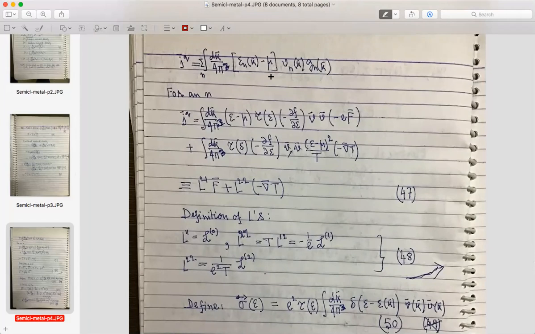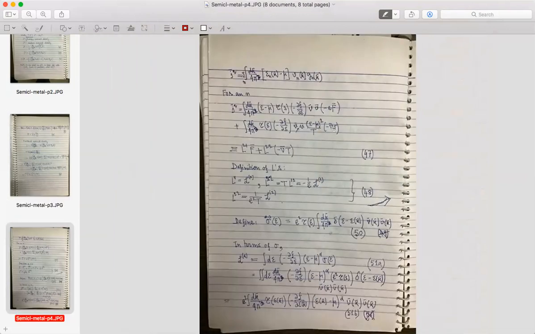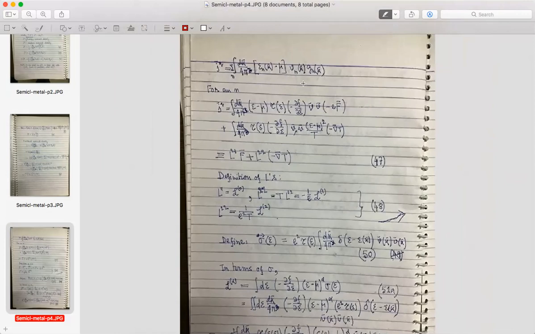Now again, in J_Q, I put in the non-equilibrium part of G, the distribution function. So when you put that in, you again get two terms. One depends on F, the other depends on grad T. So when you work the algebra out, you will get this term coming from F and this part coming from grad T.